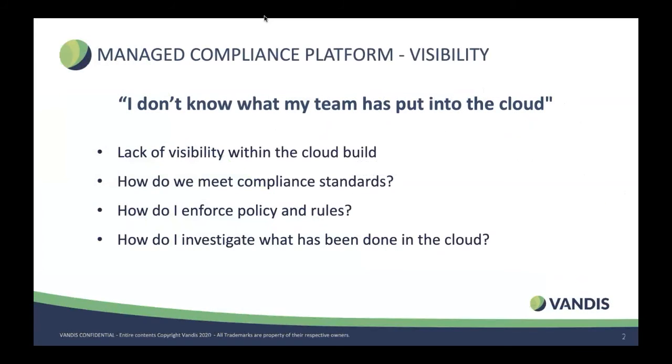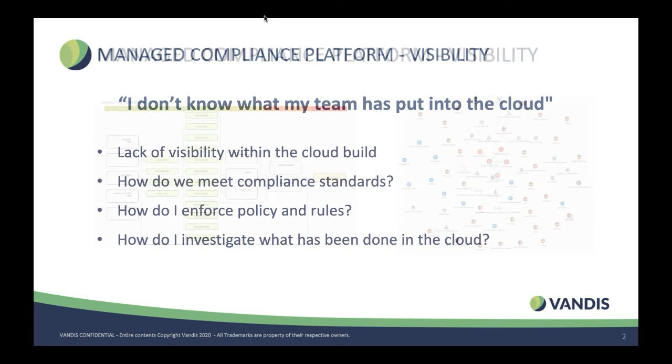And as I said, what we're looking at is people saying, I don't know what my team has put in the cloud. The specific problems we have especially come with network insecurity. Even yesterday, I was talking to a client whose main problem wasn't getting the packets from A to B, but understanding what could talk to what. We lack the visibility. How do I meet compliance standards if I don't know how things are talking? How do I go about enforcing policy and rules when there's that clear lack of visibility? How do I investigate what's been done in the cloud? It's a very simple question.